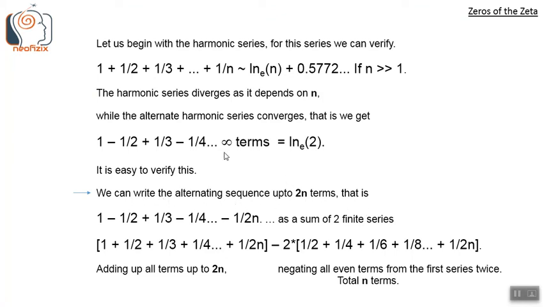We can write the alternating sequence up to 2n terms, and we can write this series as a sum of two finite series, this and this. Here there are 2n terms, and here there are only even terms, so there are n terms here. Here we are negating all even terms twice, multiplied by 2, so it becomes 1 minus 1/2 plus 1/3 minus 1/4, giving back this series. So we can split this series into these two finite series.